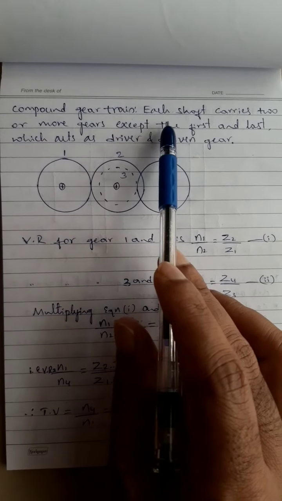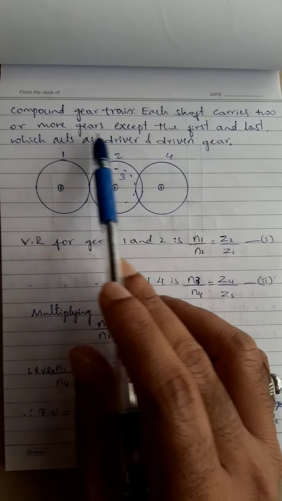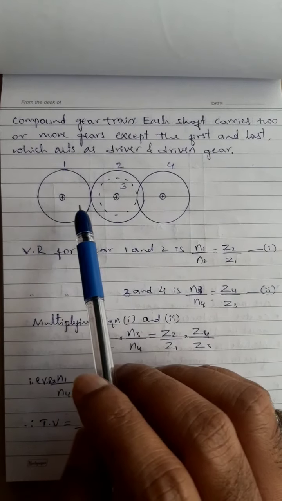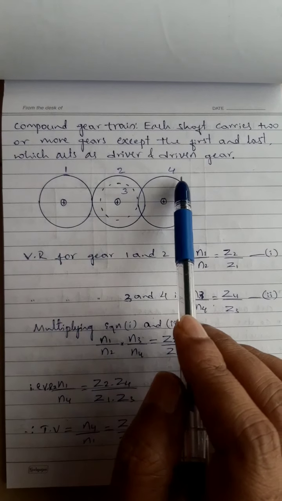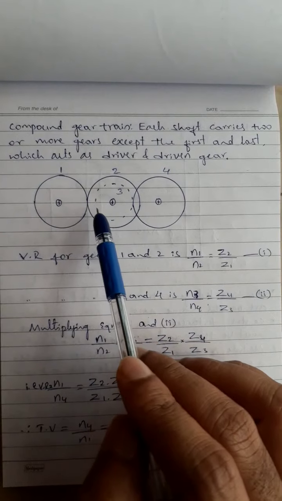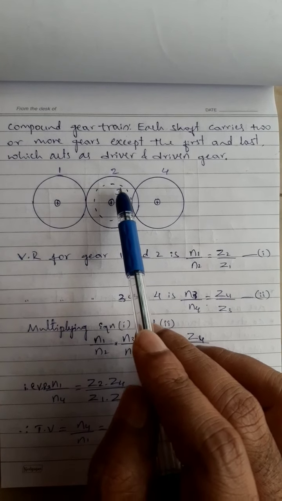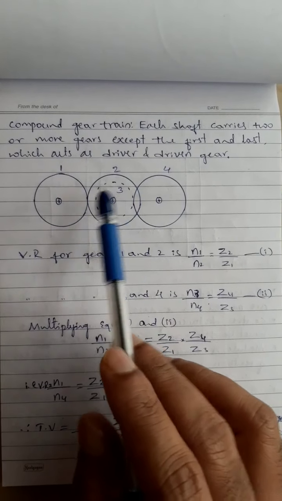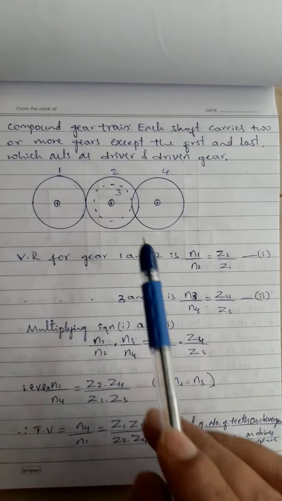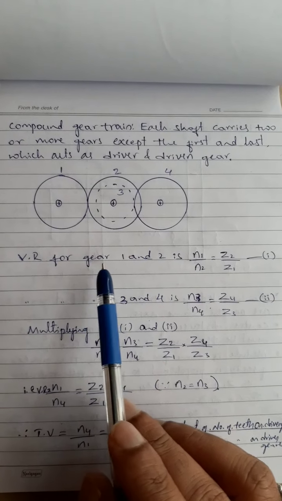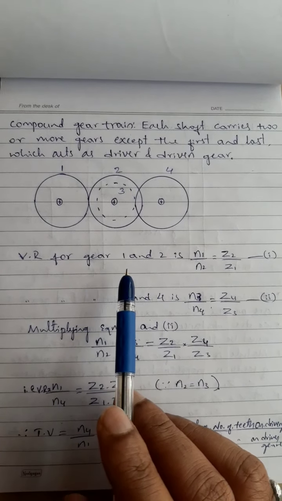I repeat once again, each shaft carries two or more gears except the first and last. In this arrangement you can see that the first and last shafts carry only one gear and the middle shaft is carrying two gears, that is a compound gear. Hence the arrangement is called a compound gear train. For such an arrangement, let us find the velocity ratio.